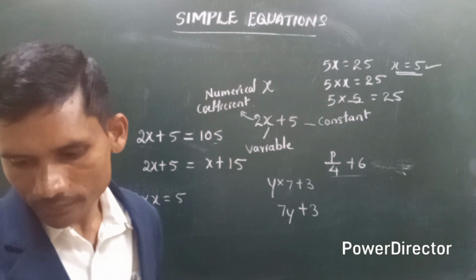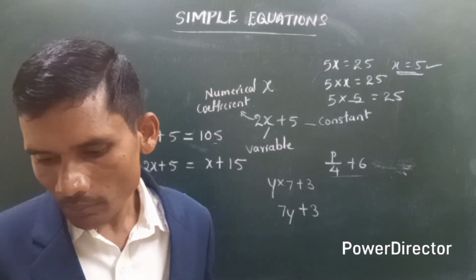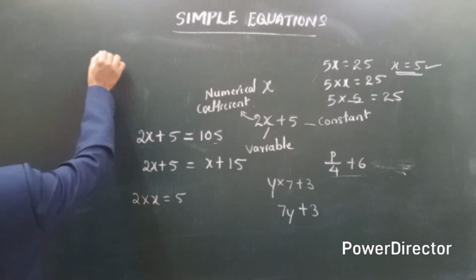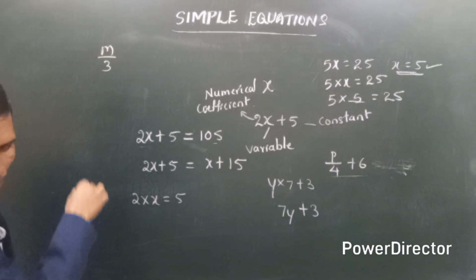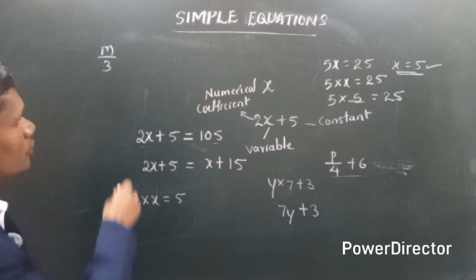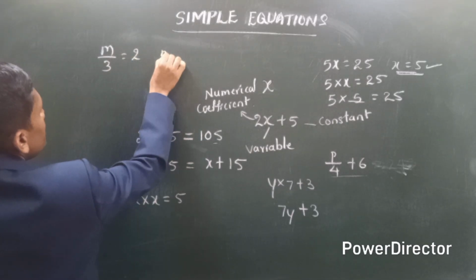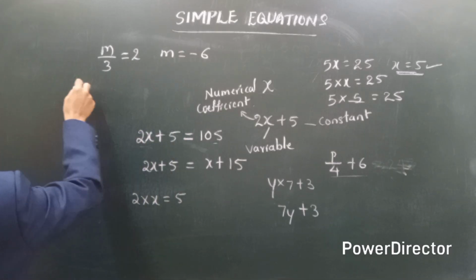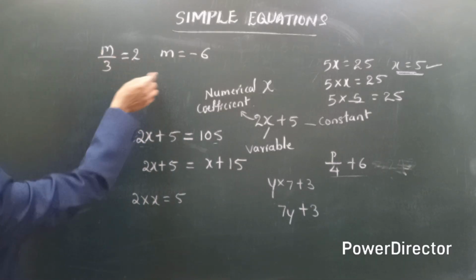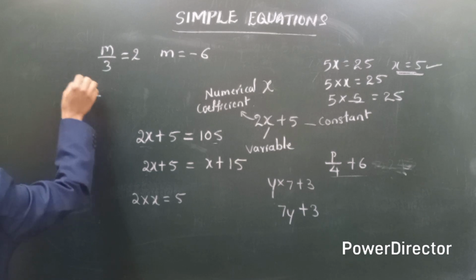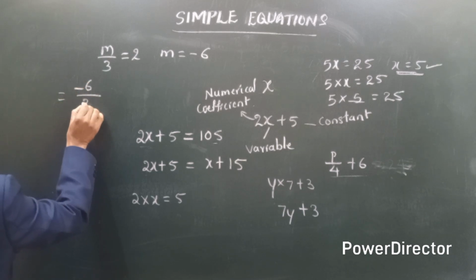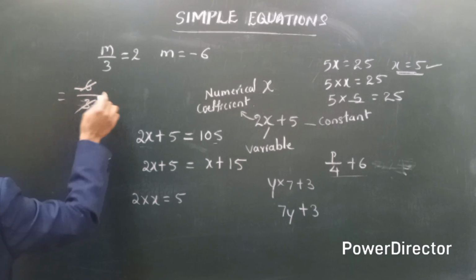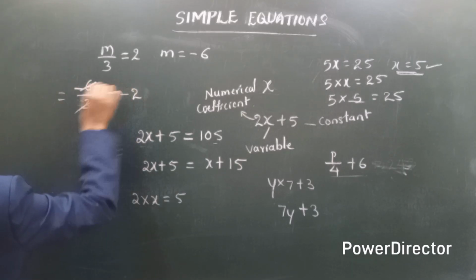Next, one more we'll take. Here m by 3 is equal to 2 and m is equal to minus 6. Whether it is right or wrong, you check. How do you check this? Just in place of m you need to write minus 6. Minus 6 divided by 3. 3 ones are 3, 3 twos are 6. Here minus is there. So what are we getting here? Minus 2 we are getting, right?